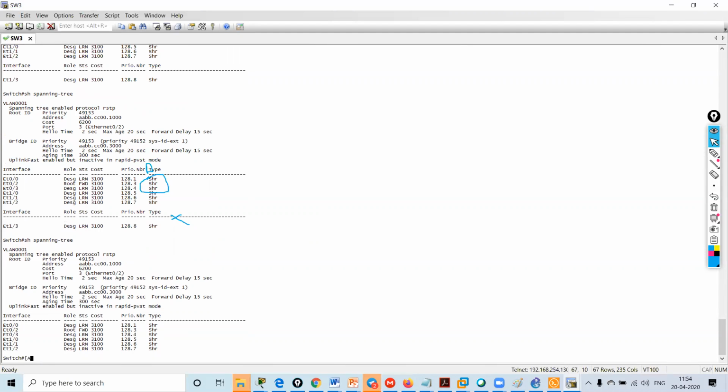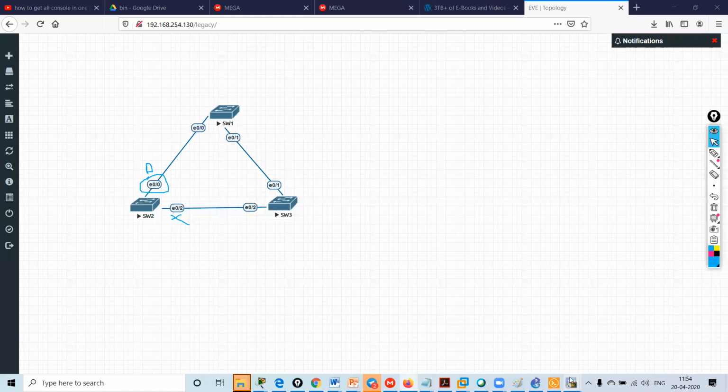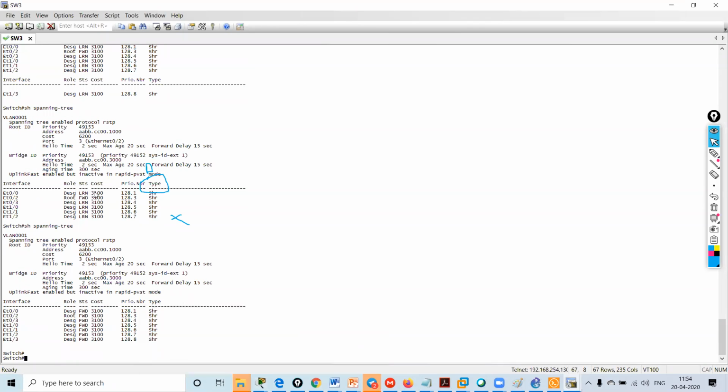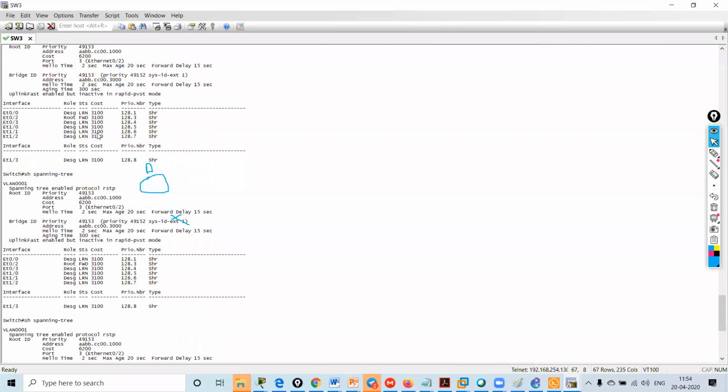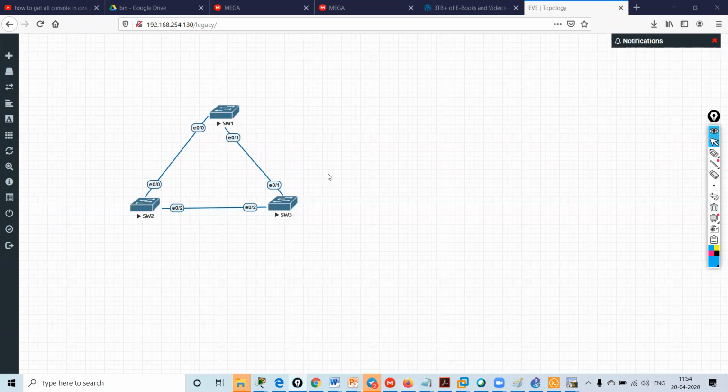Just see Fast Ethernet 0/1. Sorry, 0/2, I think so. Yes, 0/2. It does not wait for the blocking state. It automatically went into learning state, and then after learning state, it came into forwarding state directly. So these are the two features to optimize the spanning tree, to fasten the convergence of the spanning tree.